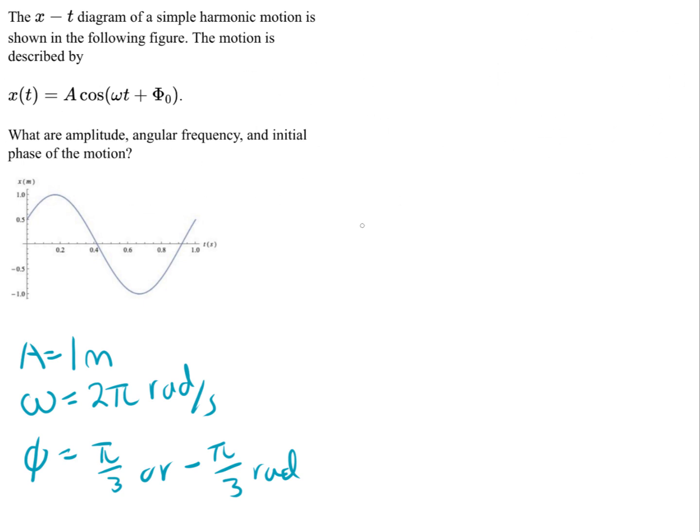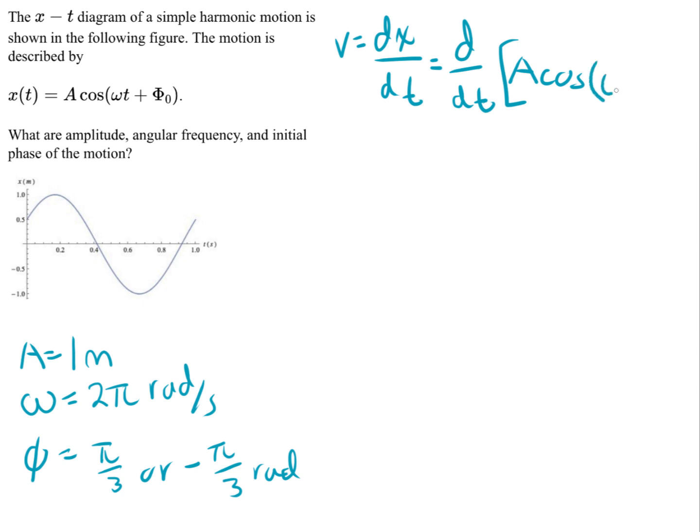So we can check by looking at the velocity of the object in simple harmonic motion. If you remember, the velocity function is given by the derivative of the position function with respect to time. So you simply take the derivative with respect to time of the position function, which is the amplitude times the cosine of the angular frequency times the time plus the phase constant.